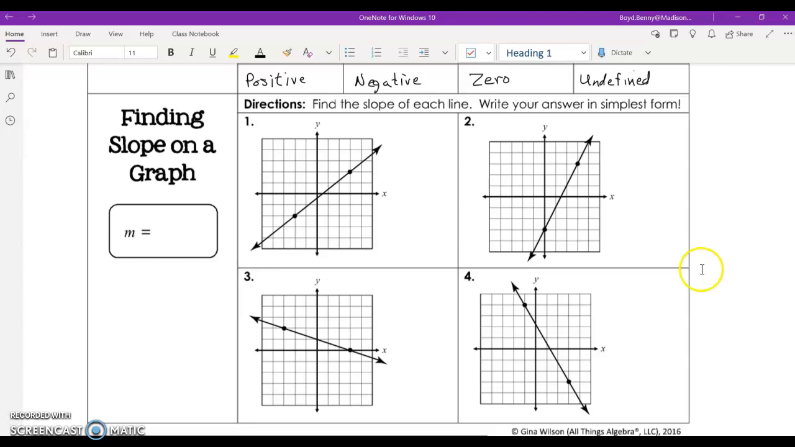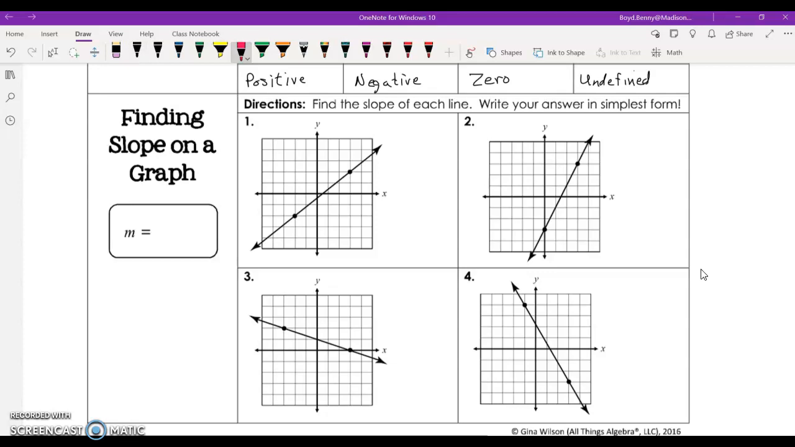Okay, so let's look at how do we find the slope of a line. So we want to, first of all, determine, is this a positive slope or a negative slope? Well, we can see this is rising from left to right. So this is going to be a positive slope. We also know that slope is written as a fraction. So we'll go ahead and put our fraction bar there. And then the next thing we need to do is draw our slope triangle, and let's count how much rise and how much run.